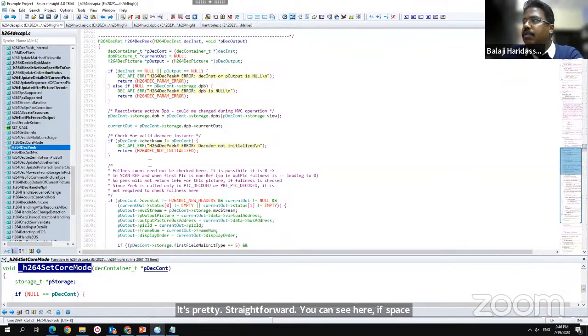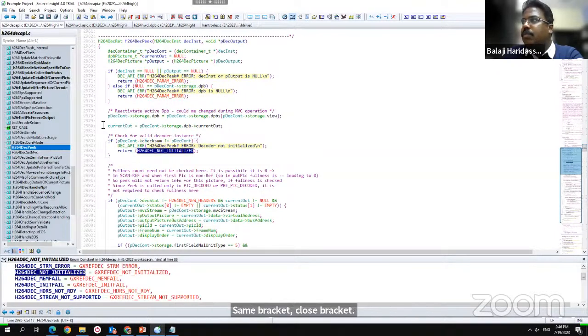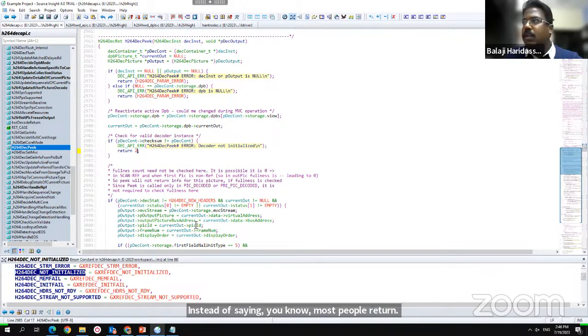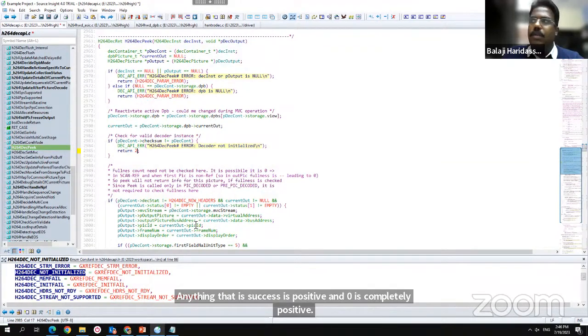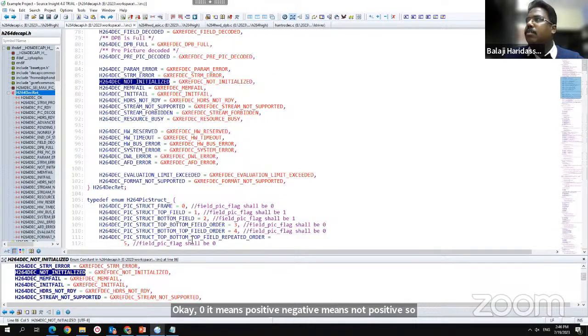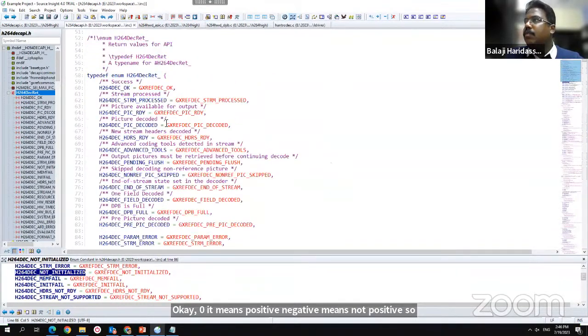Return error codes, for example. This is another standard which you can follow. Not everything will be in the coding standard. Most people return positive numbers as a return value. No. All return values which are failing should be negative. Anything that is success is positive, and 0 is completely positive. 0 means positive, negative means not positive. So you can define enumerations of all this. You can see what it means here.